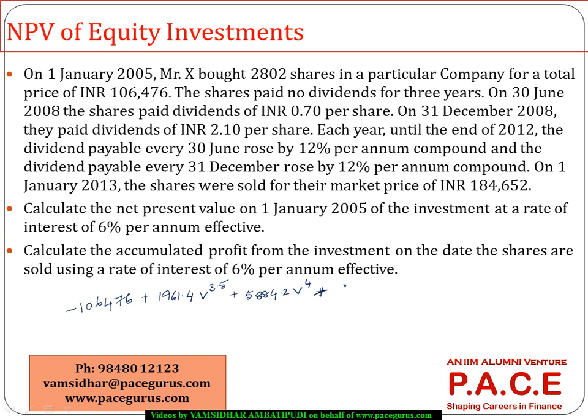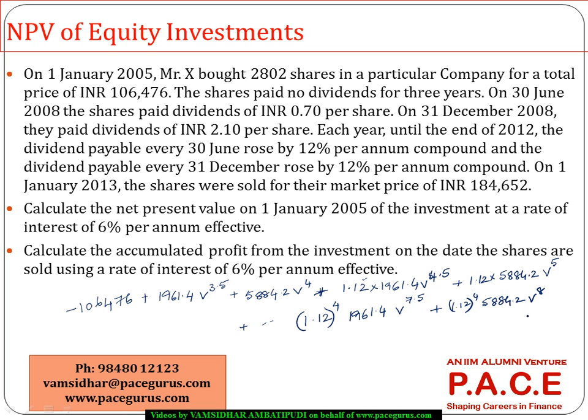Then from the next period onwards, it is 1.12 times 1961.4 into V power 4.5, plus 1.12 times 5884.2 into V power 5. So how long is it going on? This part, 1.12 to the power 4. This is of 2009. So for 10 you would have had squared, for 11 you would have had cube, and for 12 you would have had to the power 4. 1.12 to the power 4 into 1961.4 into V power 7.5, plus 1.12 to the power 4 into 5884.2 into V power 8.